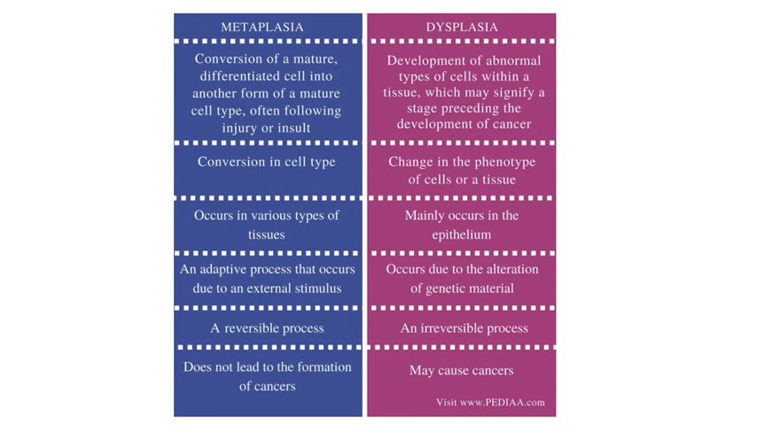Or if you can see here how it is given, metaplasia is the conversion of a cell into another form of cell upon injury or insult. Here it is given that dysplasia is the development of abnormal types of cells within the tissue. Metaplasia has an external stimulus, but in dysplasia there is an internal stimulus. Metaplasia is reversible, dysplasia is irreversible. Metaplasia does not lead to the formation of carcinoma or cancer, but dysplasia can form cancer.